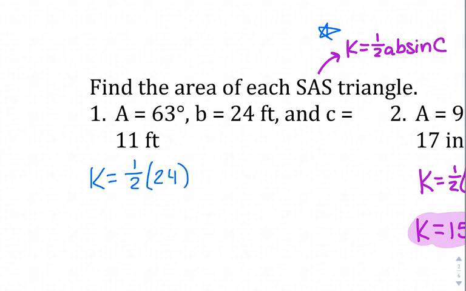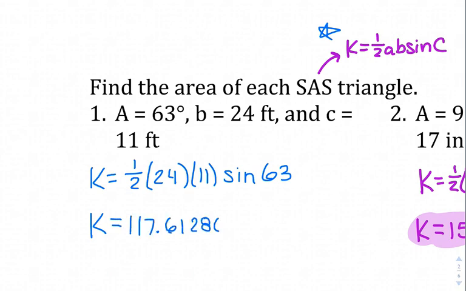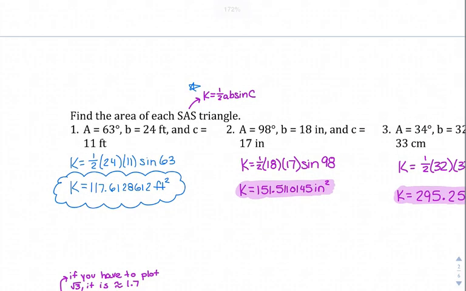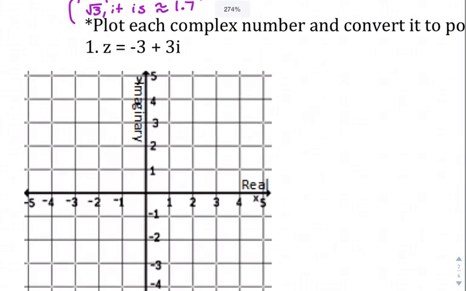So this is going to be 24. This is going to be 11. And then sine 63. And you can plug that all into your calculator at once. Since this doesn't say to round, I'm going to leave it as it is. So it's 117.6128 feet squared. And that is my value for K. Try the next 2 and then move on.